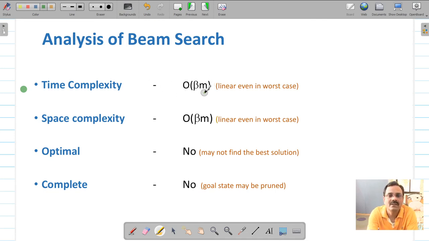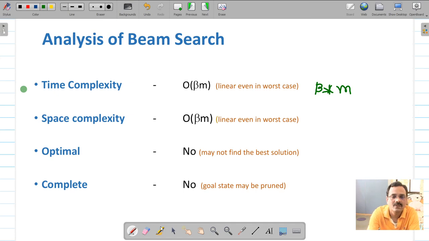So the time complexity of this beam search algorithm will be the beam width multiplied by the depth at which your goal node is found. So that will be beta multiplied by m, where beta is the beam width and m is the depth at which your goal node is found. So it is linear in nature. This is the worst case time complexity. In general, the time complexity of this beam search algorithm is even less than this.